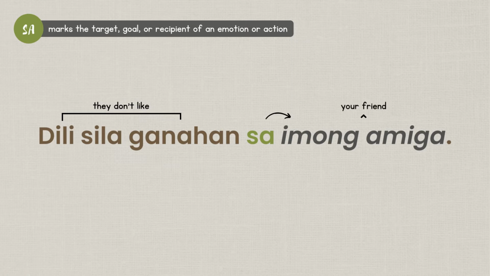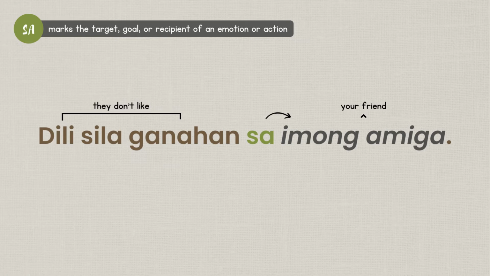You should note that you cannot put the marker sa before amiga here since we have this possessive pronoun which is the imong or your. The marker should always come before it. Dili siya ganahan sa imong amiga. They don't like your friend.